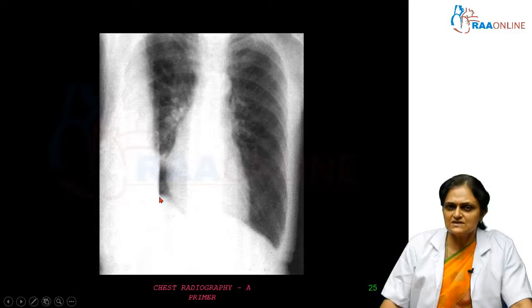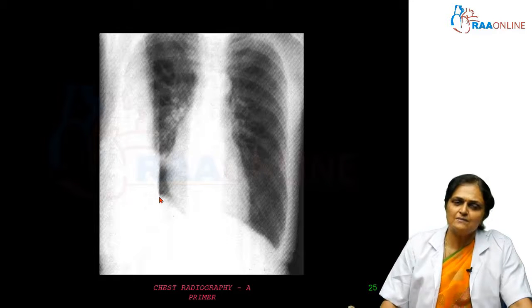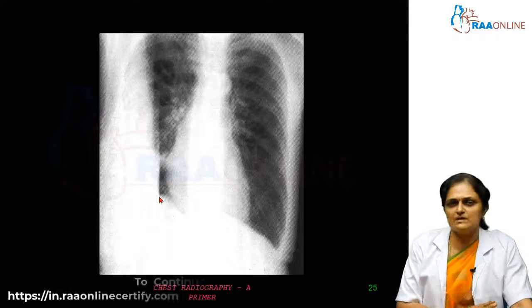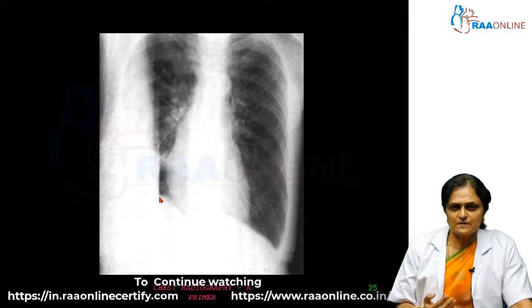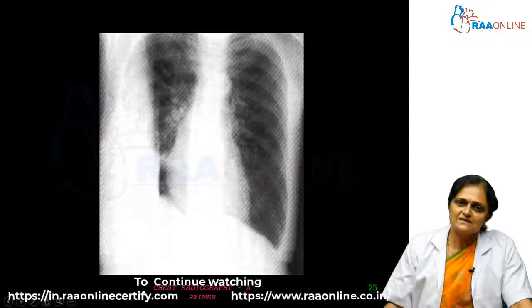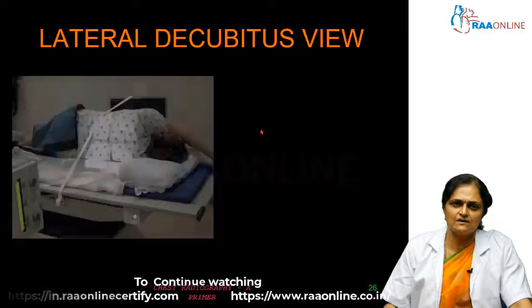This is taken when we suspect a minimal pleural effusion, by placing the side of the effusion in the dependent position, or when we suspect a minimal pneumothorax, then that side should be placed as the non-dependent side, and then a similar X-ray is taken.